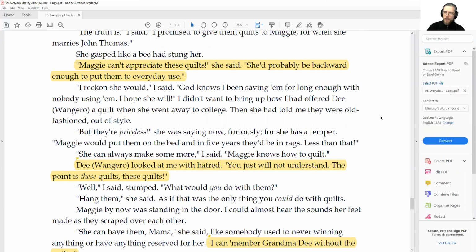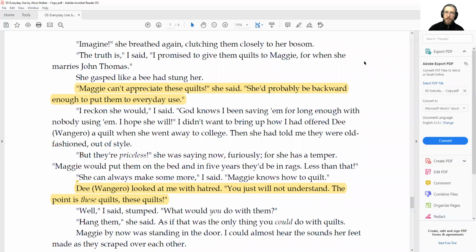Maggie flees. She runs away because she thinks that her sister Dee is just going to get the quilts, just like she's gotten everything else. And Dee thinks the same thing. But her mother says, I promised to give them to Maggie for when she marries John Thomas. Dee is shocked by this. She gasped like a bee had stung her. So for the first time in her life, it seems, she's being told no. Maggie can't appreciate these quilts, she said. She'd probably be backward enough to put them to everyday use, to actually use them. So we see this roiling hatred and greed on the part of Dee. Dee, who has everything, can't let her sister have just this one small thing.